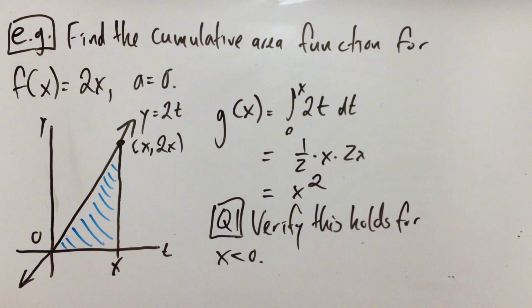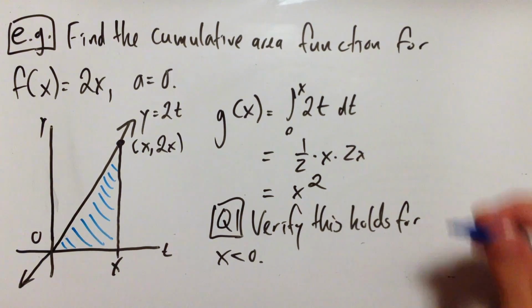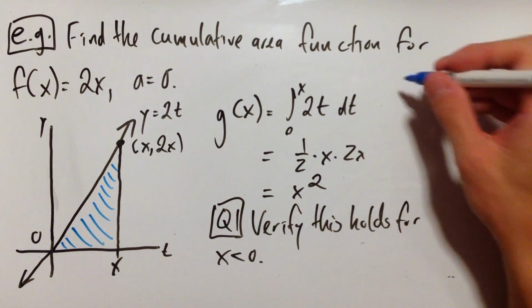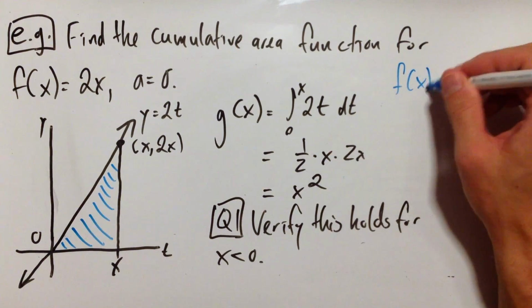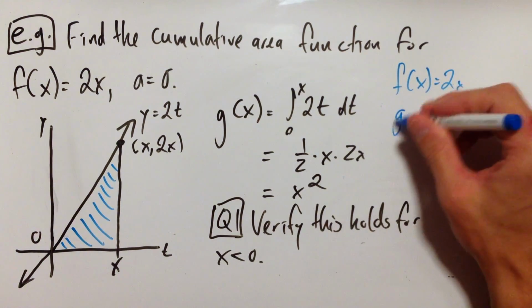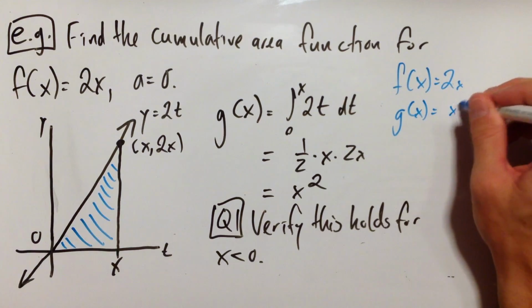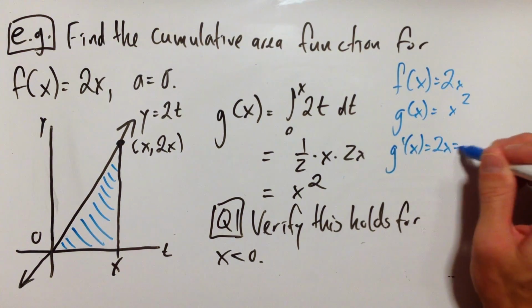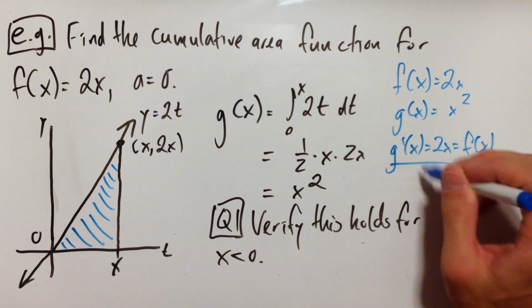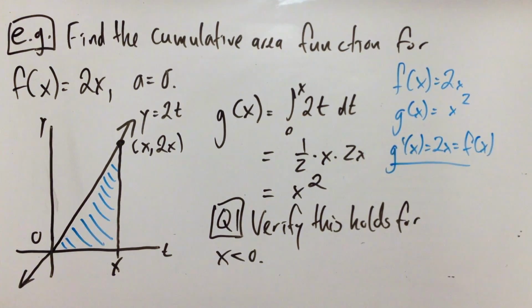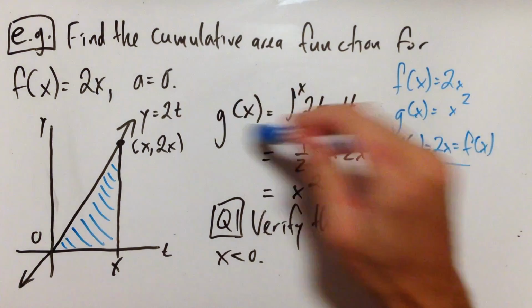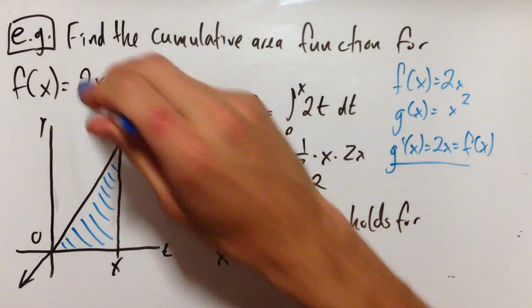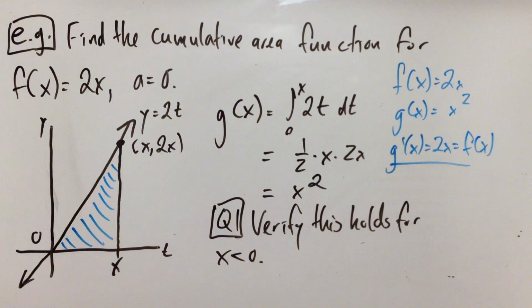But I would like to notice one other thing, which is this. f of x is 2x, g of x is equal to x squared. So g prime of x is 2x, which is equal to f of x. That's sort of an interesting thing happening right here. The derivative of the cumulative area function is the original function.